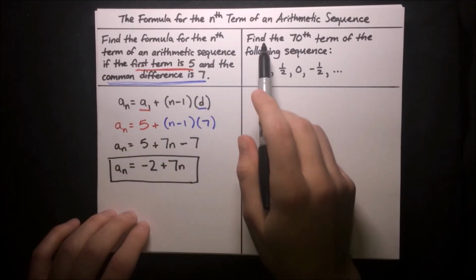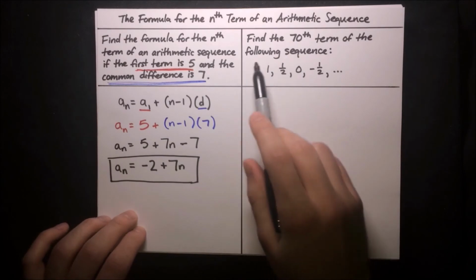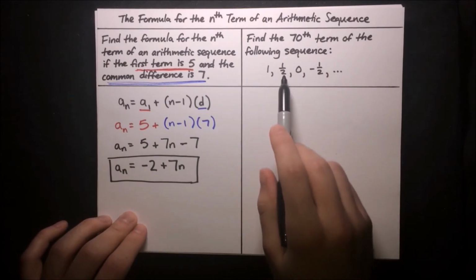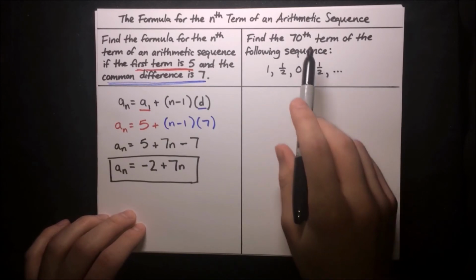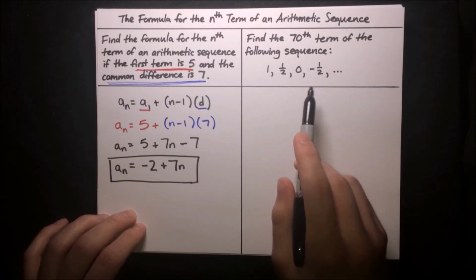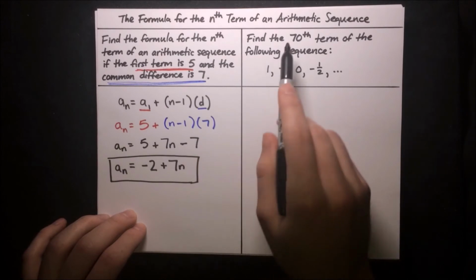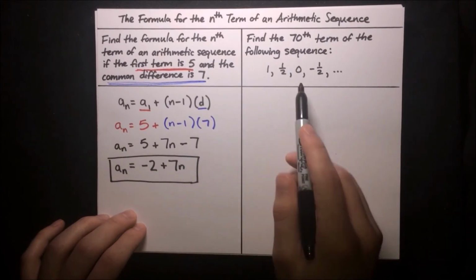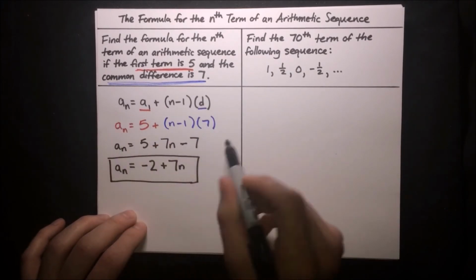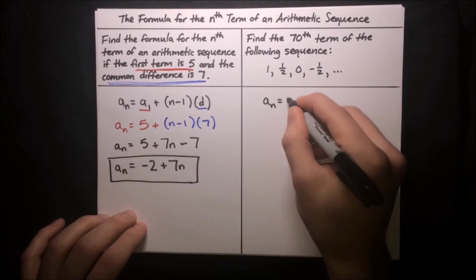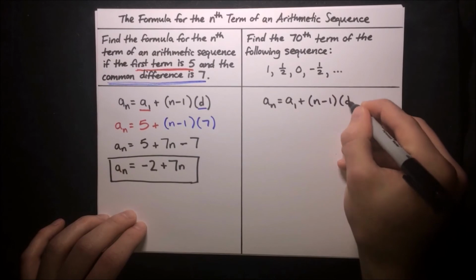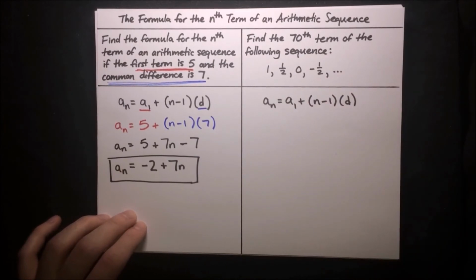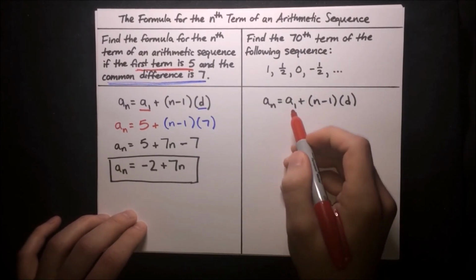Okay, next question. We want to find the 70th term of the following sequence: 1, a half, 0, negative half, and so on. Okay, so the way we'll do this is we'll just find the general formula, and then we'll stick in n equals 70 into the general formula once we've found it. So let's start off with our template here. An equals a1 plus n minus 1 times the common difference. And then we'll look at our sequence here and fill in our formula as appropriate.